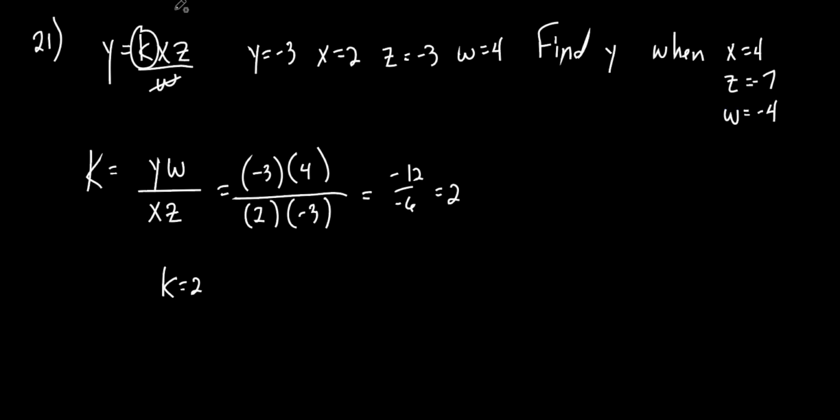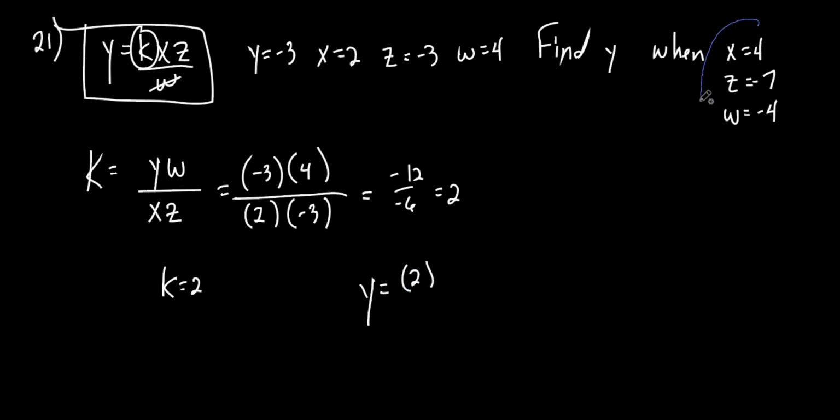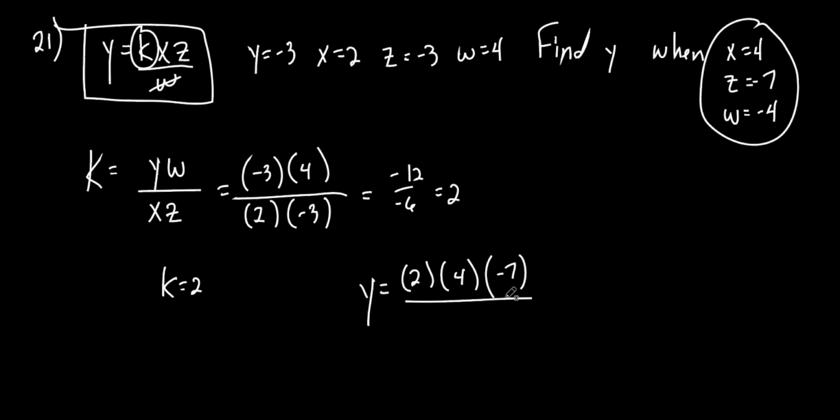Now, again, if you go to the original one, they already got y by itself, so you don't have to worry about getting y by itself. So we're just going to write y equals kxz over w. Well, we just found k, which is a 2. And then x. What's our new x? Remember, our new x is 4. And then our new z is -7. And that's over w, which is -4.